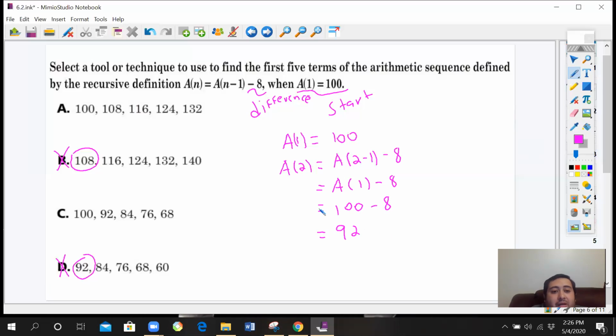So our second term is not 108 because from here to here, you're adding the 8. And from here to here, you're subtracting the 8. From here to here, subtracting the 8, subtract the 8. All right. So it's letter C in this case.